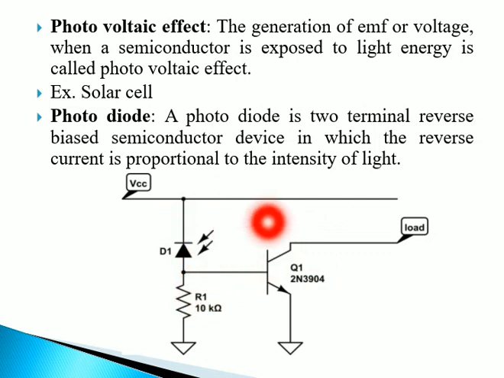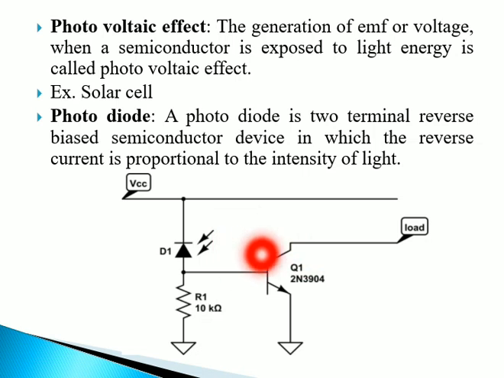How does the operation take place? First, whenever you are not incidenting any light on the PN junction, still a reverse current IR will be there, which will be very small, and that particular reverse current we call the dark current. The resistance of the photodiode with no incident light is called dark resistance. Dark resistance can be given as dark voltage upon dark current.